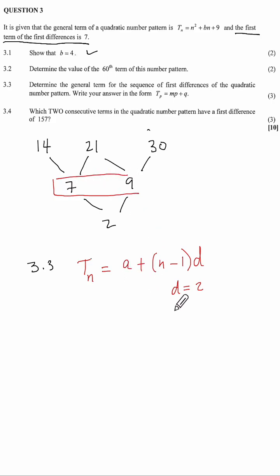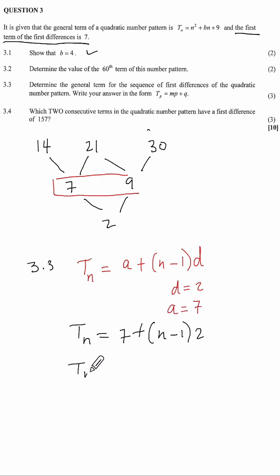What about a? We know that a is the first term, that is 7 there. Okay. So I'm just going to write Tn for now. I know they said Tp, but we'll get to that at the end. So we are used to Tn, so let's use Tn for now, then we'll change. So Tn is equal to a, that's 7, plus n minus 1. We don't know what n is, so it's fine. By d is 2. So I'm going to simplify here.